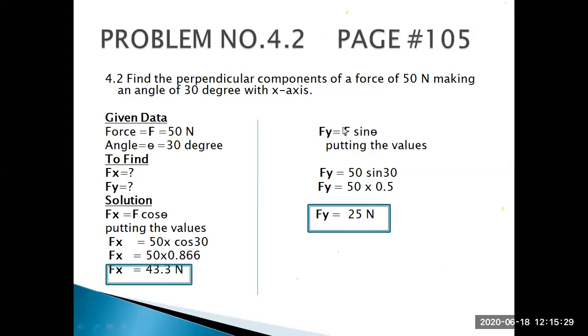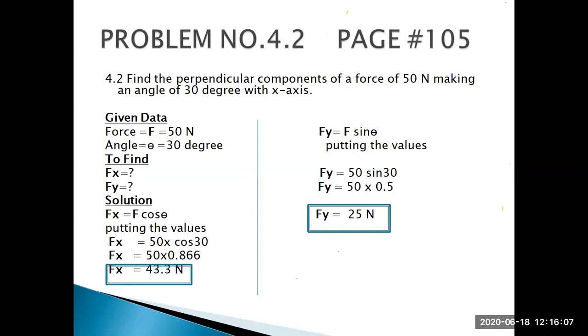Next, what we are asked to find is the vertical component of the force, Fy. This formula, Fy is equal to F sine theta, is also on page number 88 of your 9th class textbook. Putting the values again, theta is 30, so 50 times sine 30. With the help of a calculator, the value of sine 30 is 0.5. If you multiply 0.5 with 50, you will get the vertical component of force, which is 25 Newton.